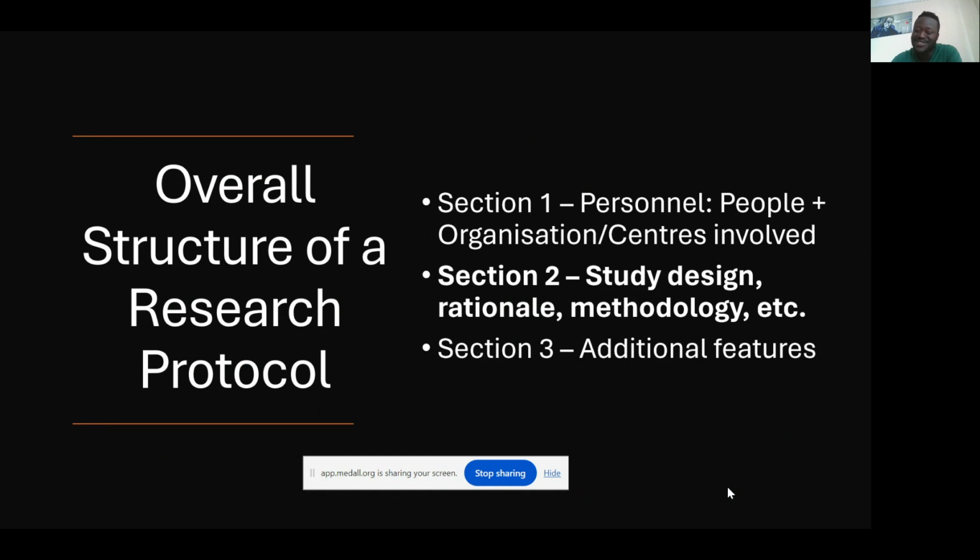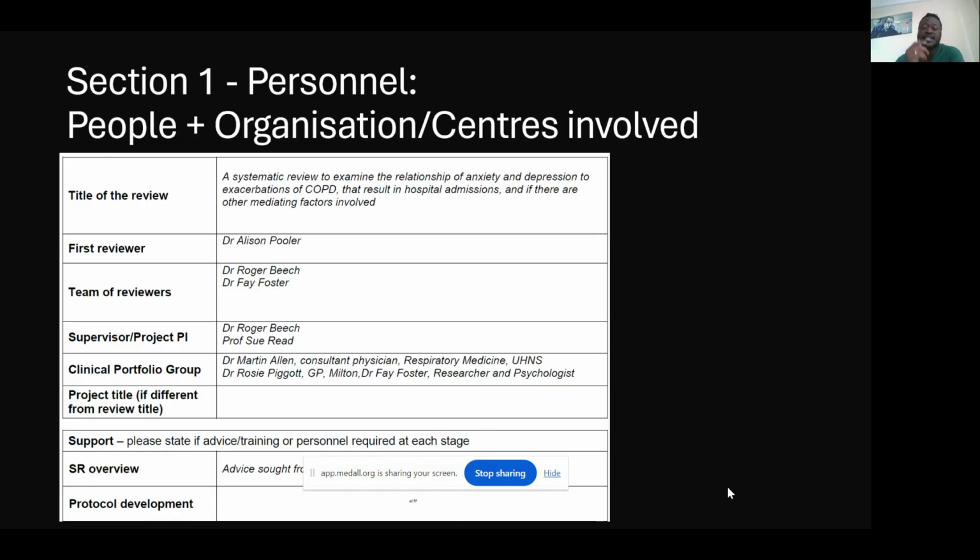I will essentially spend 30 seconds on Section 1 and Section 3, and then most of the talk is really going to be based on Section 2, which is where most of your research protocol work is going to happen. So this is an example of what a Section 1 looks like. Section 1 is going to include the title of your review, who the first reviewer is, the other people involved in terms of the team of reviewers, the supervisors, and just generally what other centers, if this is a multi-center study and you have people across the world reviewing things, you could include that information here. So it's just general information about who is doing the study, who is supervising, where it is happening, who is involved.